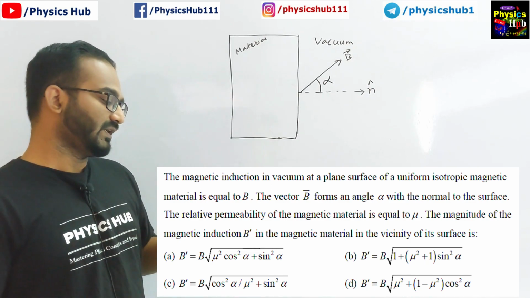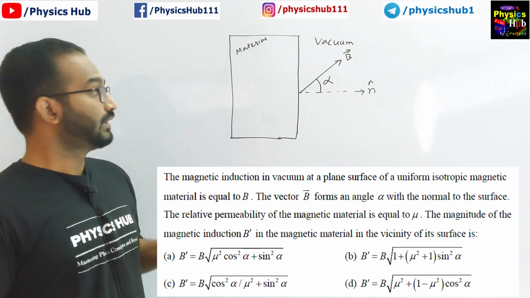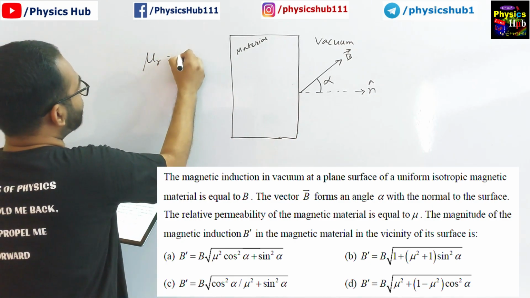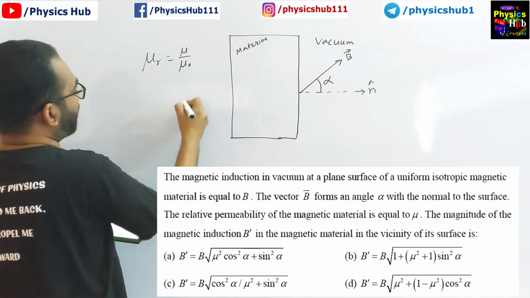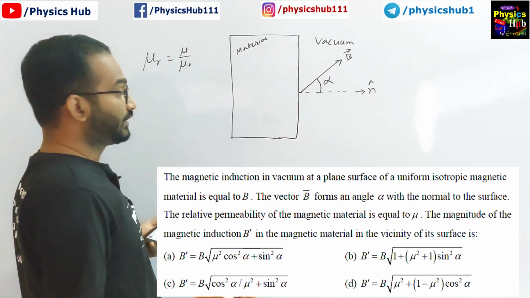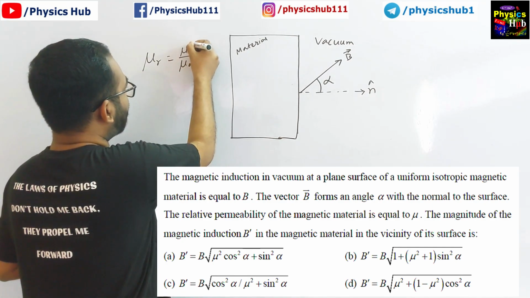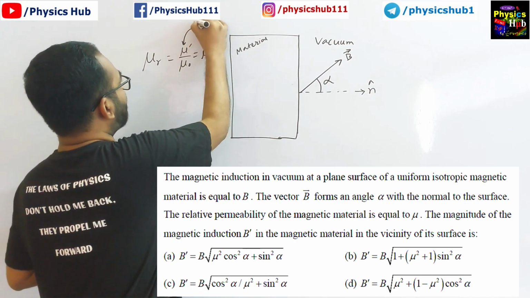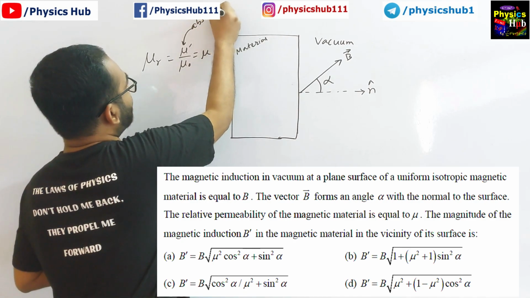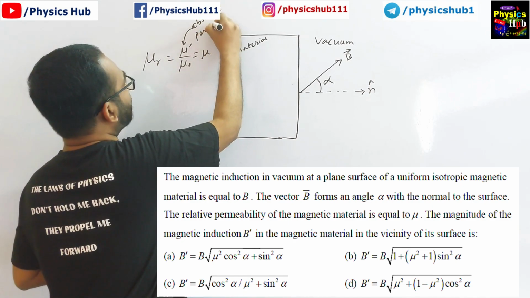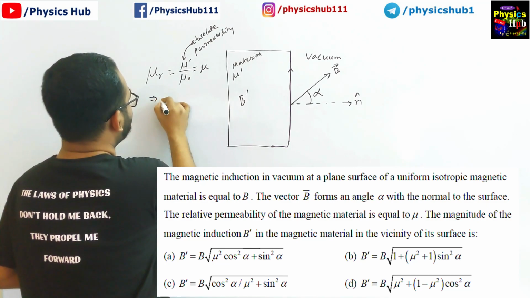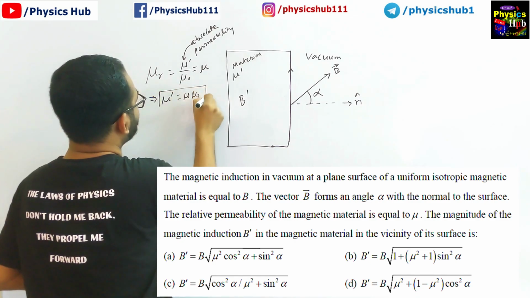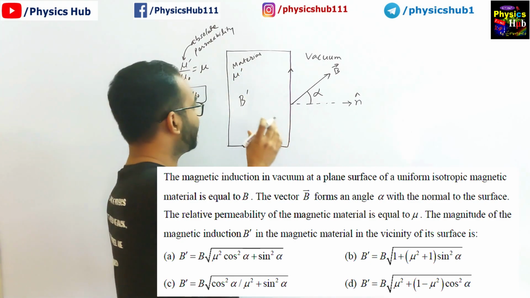The relative permeability of the magnetic material is equal to mu. You know the formula of relative permeability, mu r is equal to mu by mu naught, and in the question it is given mu. So instead of taking mu, here we are writing mu prime. This is the absolute permeability. Therefore, mu prime would be mu into mu naught. Here this mu prime is the permeability of this medium.